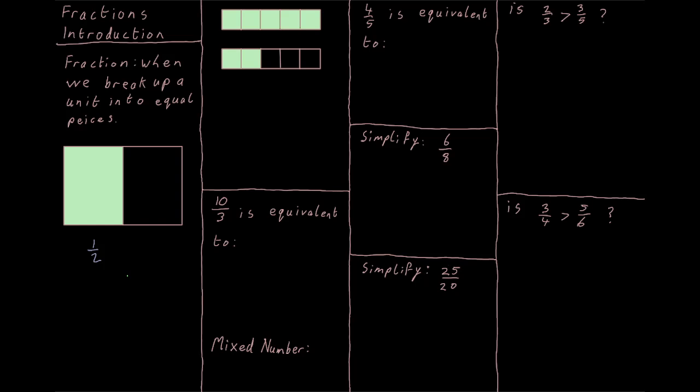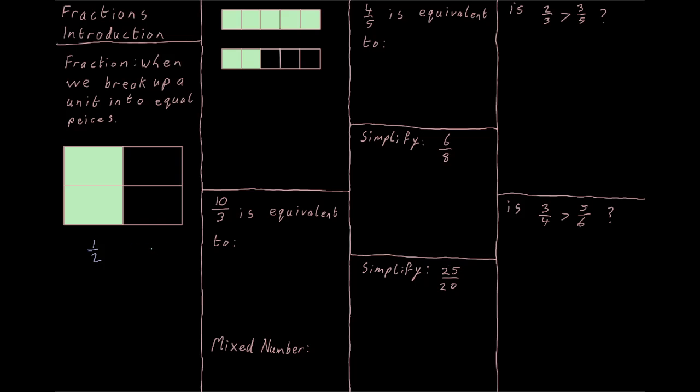Now, are there any other ways that we could break up our unit and have it be the same fraction overall? Well, what we could do is break this up horizontally. We could break it up in half this way as well. So I'm going to mark that in. When I have broken it in half this way, I can now see that I have broken up my unit, my large box, into 4 equal pieces.